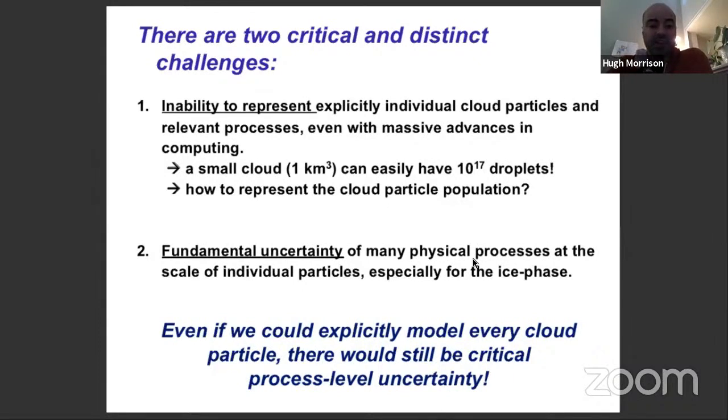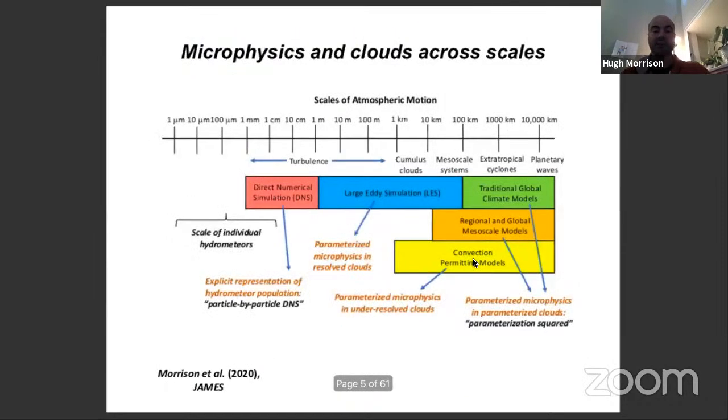But there's a separate challenge here that even at the scale of individual particles, there's still a lot of fundamental uncertainty in the basic physics of the microphysical processes that operate on those particles. This is especially true for the ice phase. For example, there are still large uncertainties with regard to vapor diffusional growth of ice, how it collects water via riming, and aggregational growth. There's still uncertainties in liquid phase microphysics as well, particularly for drop breakup. So the main point here is that even if we could explicitly model every cloud particle, there would still be critical process level uncertainty. So just to summarize, microphysics is really dominated by uncertainties.